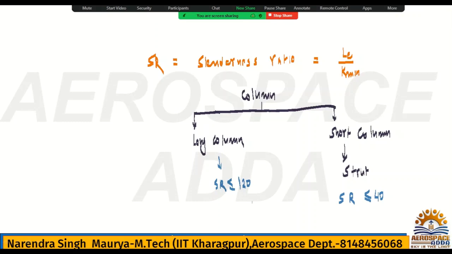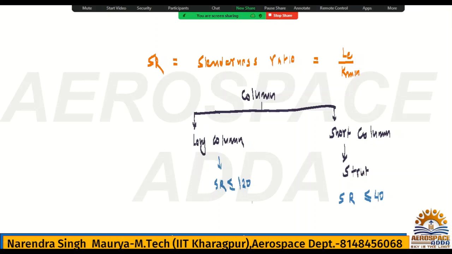Already I have mentioned here that a short column will fail by the crushing load, and a long column will fail by the buckling load. Anyway, now we'll go for the formulation for the column.